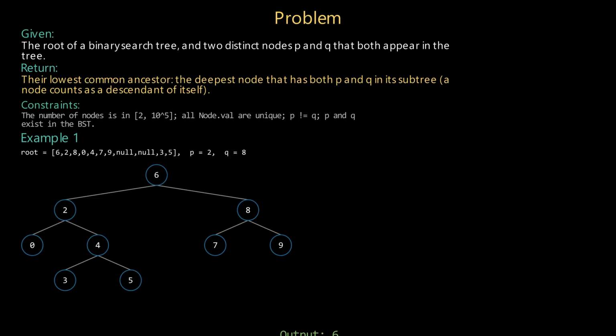Constraints: between 2 and 10 to the 5th nodes, all values are unique, P is not Q, and both nodes exist in the BST. Example 1, P is the node with value 2 and Q is the node with value 8. Every ancestor of both includes the root 6, 2, and 8, the deepest such node is 6, so the lowest common ancestor has value 6.